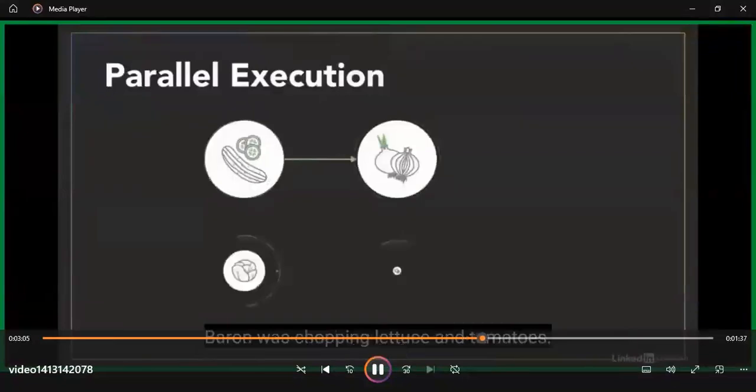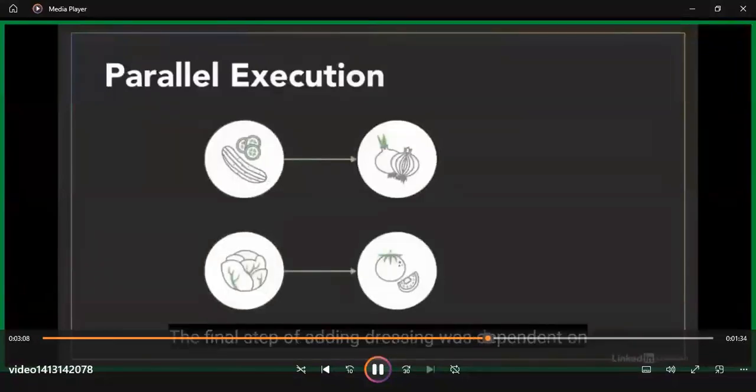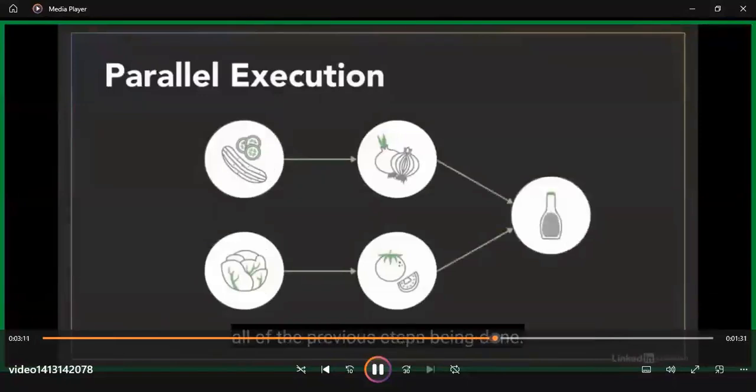So now it's ready: the recipe is executed in independent parts, right? What exactly am I performing here? We can execute different tasks at the same time with different processors. While I was slicing the cucumber and the onion, the other person was chopping the cabbage and tomatoes. And the final step of adding the dressing was dependent on all the previous steps being done. So we have to coordinate with each other for those steps, right?